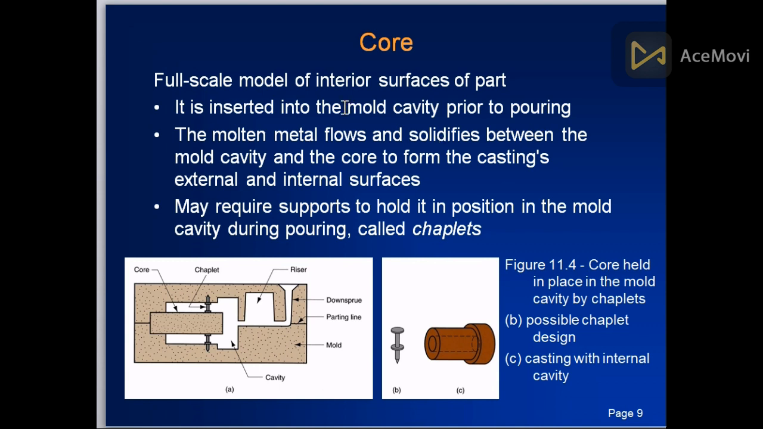Core. As I have told you before, a core is a thing that is used for making a hollow shape or some shape where the metal is not required. For example, in this central part, we don't need metal to flow, so we place a core here. It is inserted into the mold cavity. The molten metal flows and solidifies between the mold cavity and core to form the casting's external and internal surfaces. It may require supports. Sometimes it acts like a long cantilever beam that may be displaced from its actual place, so we use supports to handle it. These supports are basically called chaplets.